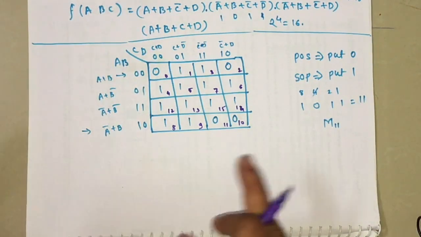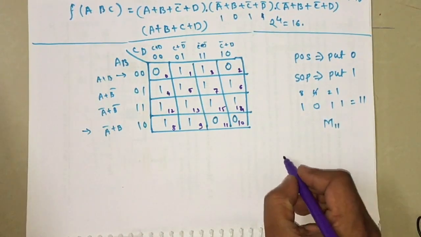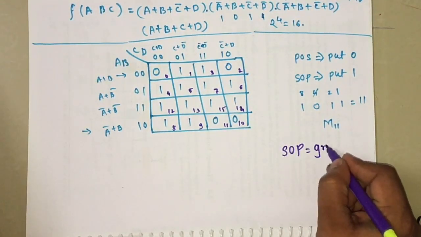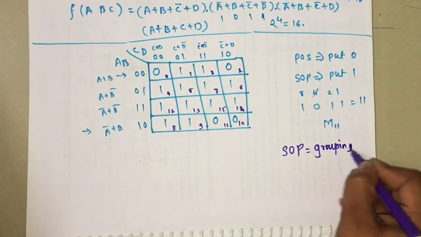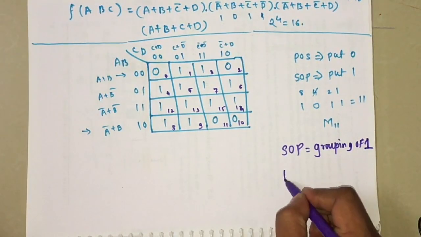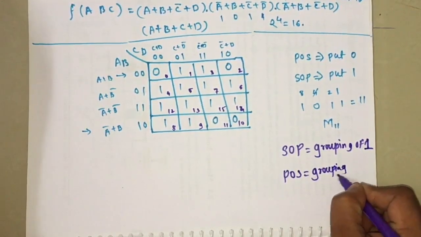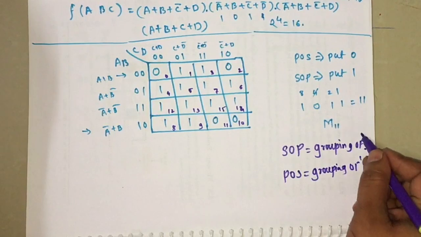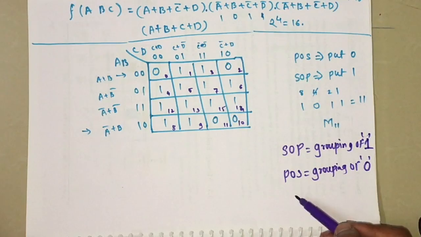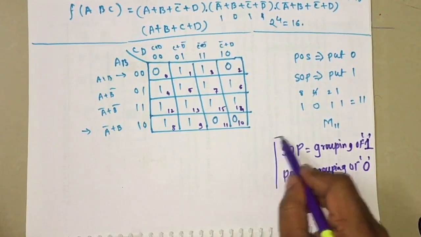So here we need to perform grouping of zeros. In case of SOP, what do we form? Grouping of 1s. In case of POS, what do we need to do? Grouping of zeros. For an SOP equation we form groups of 1s, and for a POS equation we form groups of zeros. You need to remember these two points.